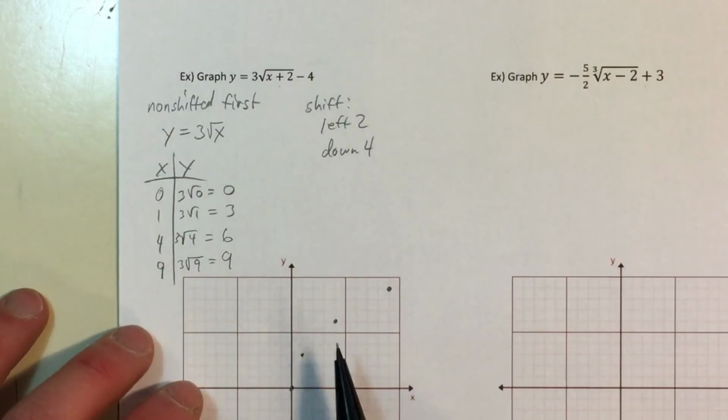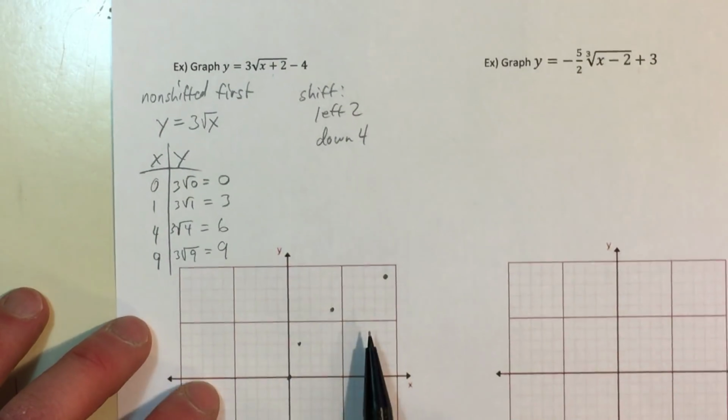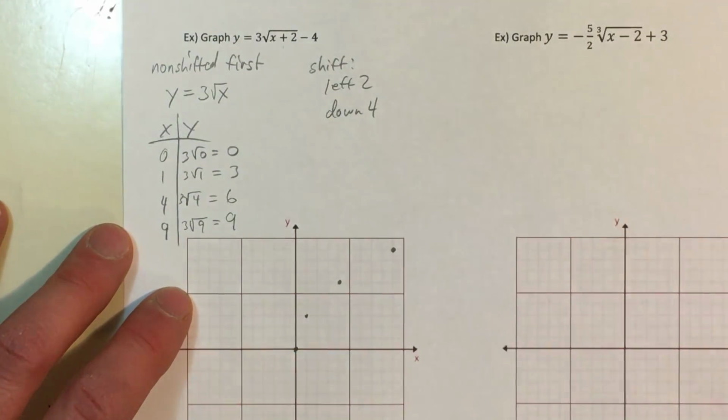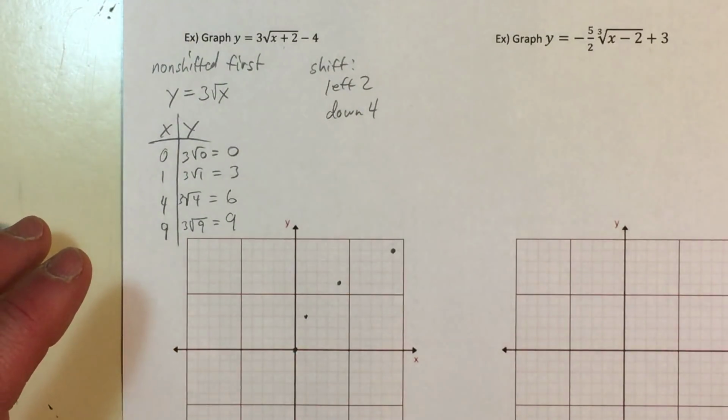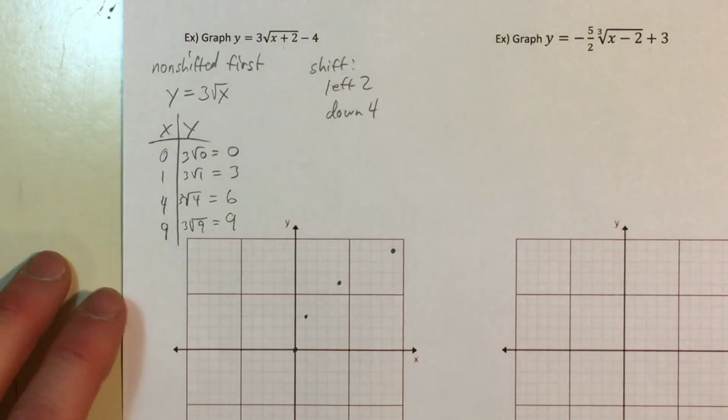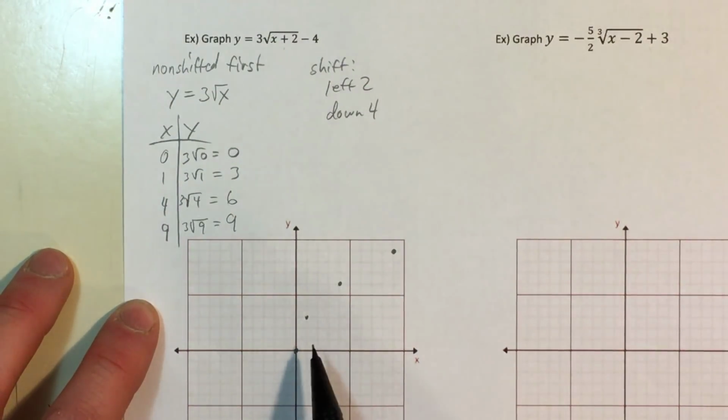Okay, now we're going to take each point and we're going to do a shift. I'll make an X after I shift it. That way I can keep these points separate, because if you don't use a different way of recording the points, you can get them confused rather easily. So we're going to take each point and go left 2, down 4.